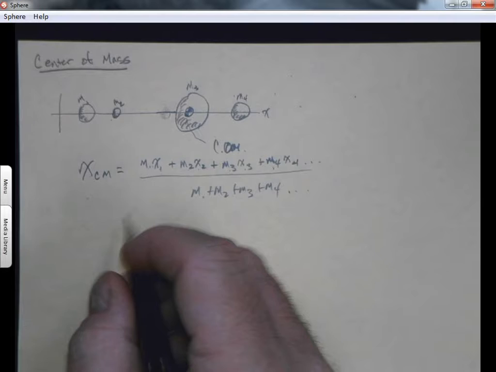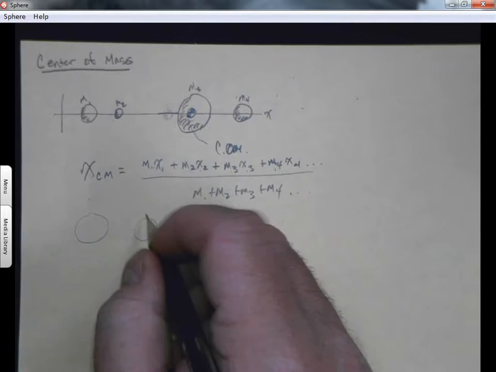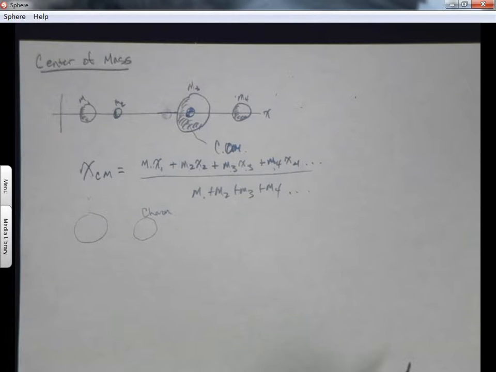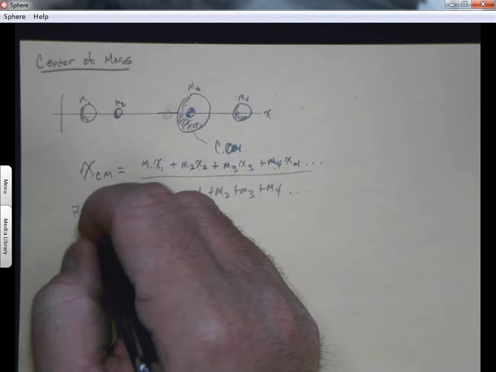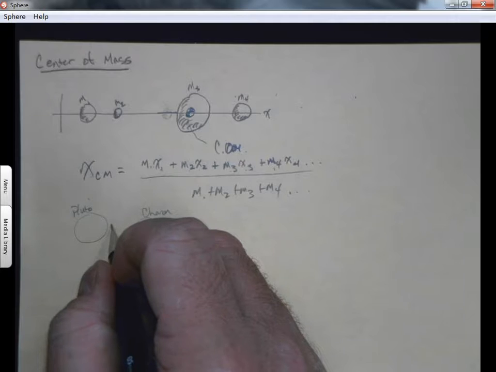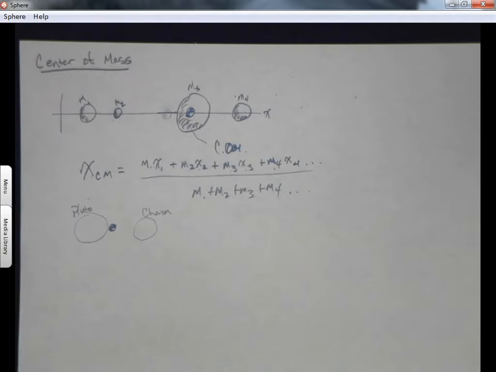So here we have Pluto, and here's Charon, which is the name of its moon, or its co-orbiting object. The center of mass of the system is actually just slightly outside of Pluto, and so these two revolve around that particular point in their orbit.